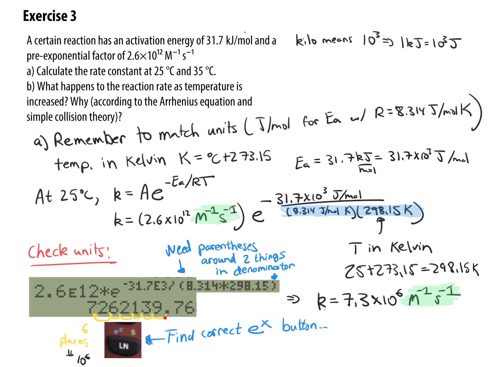And here, again, you could move this decimal place yourself 6 places, or as you'll see, you could convert to scientific notation here. Your calculator does have a scientific notation mode that would make that a little bit easier. But yeah, our final answer here is 7.3 times 10 to the 6th. And again, the unit on K matches the unit on A. So 7.3 times 10 to the 6th per molar per second.